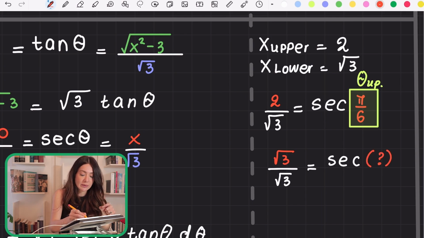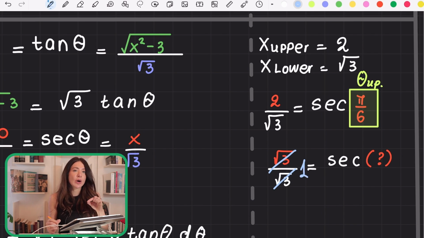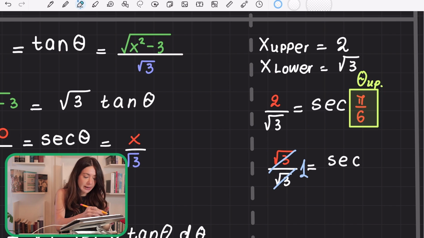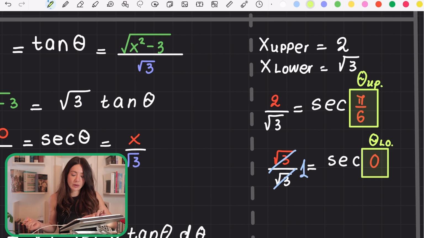Secant, and by the way, these get canceled, and this is 1. Secant of what angle gives you 1? Cosine, when is cosine 1? When angle is 0, right? 0 in degrees is 0 in radians, luckily. So that is 0. So theta lower bound is 0. That's the theta lower bound.